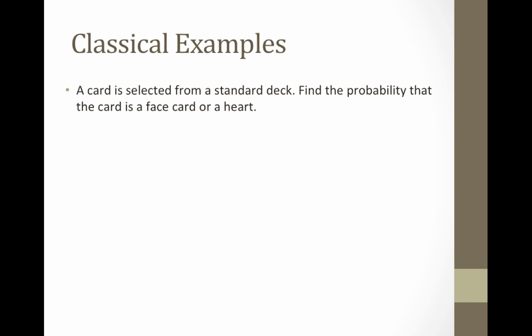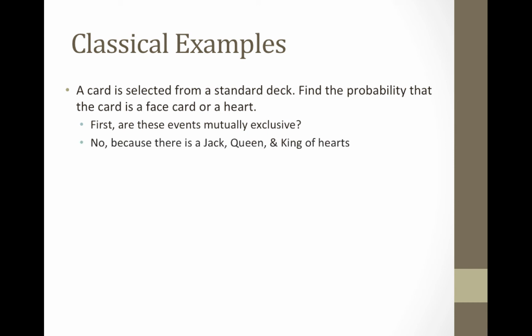A card is selected from a standard deck. Find the probability that the card is a face card or a heart. So again, we start out. Are face cards and hearts mutually exclusive? What do you think? Are there any cards that are face cards and hearts? Absolutely. So these events are not mutually exclusive because there's a Jack, Queen, and King of Hearts.